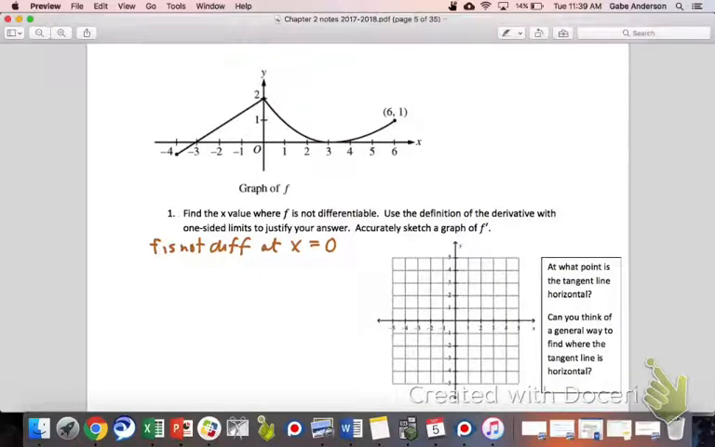Let's check this out. I'm going to say limit. I'm just going to follow the directions. Limit as x approaches 0 from the left of f of x minus f of 0 over x minus 0. So that's the difference quotient, the definition of the derivative from the left of 0. I want to actually try to put a number to this. What is your best estimate for this? As we approach 0 from the left, what would you say f prime would be? 2/3.